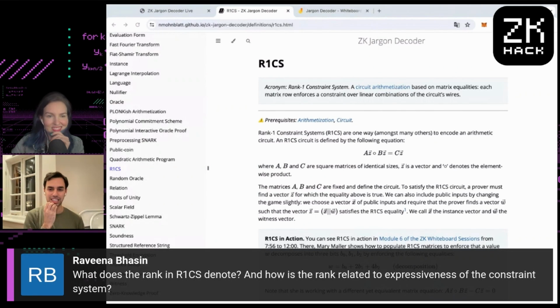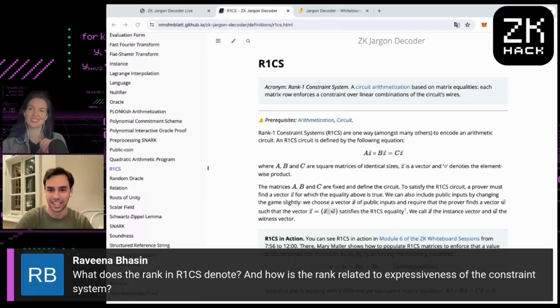Sadly, the rank is a property of matrices, and I am not good with my linear algebra. So this is a question for Guillermo, if you ever find him. He was doing a linear algebra and succinct proofs class in the ZK Hack Discord. I think his handle is Guille. Maybe you want to fire that question at him.